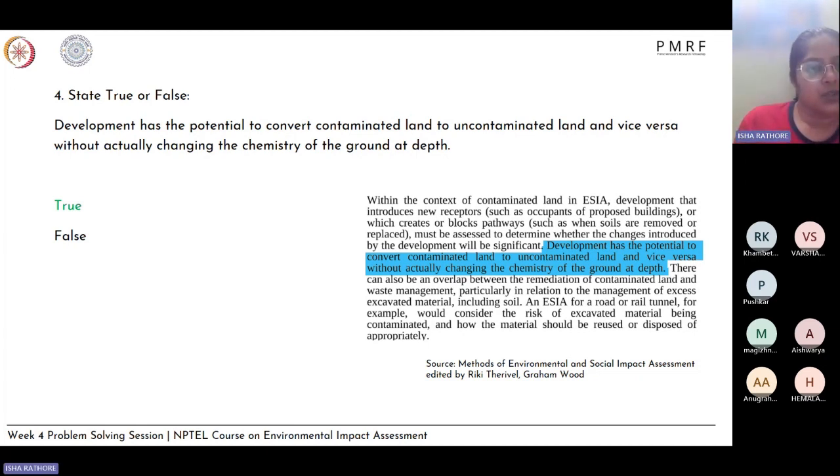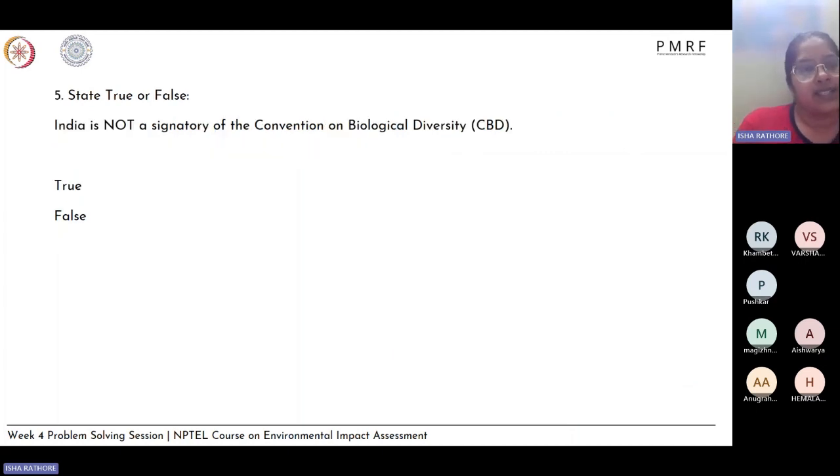Okay, moving on. India is not a signatory of the Convention on Biological Diversity, CBD. Is this statement true or false?